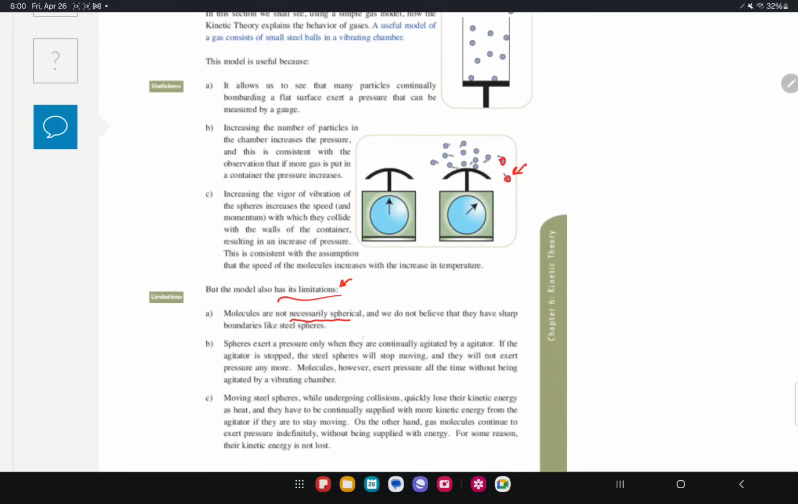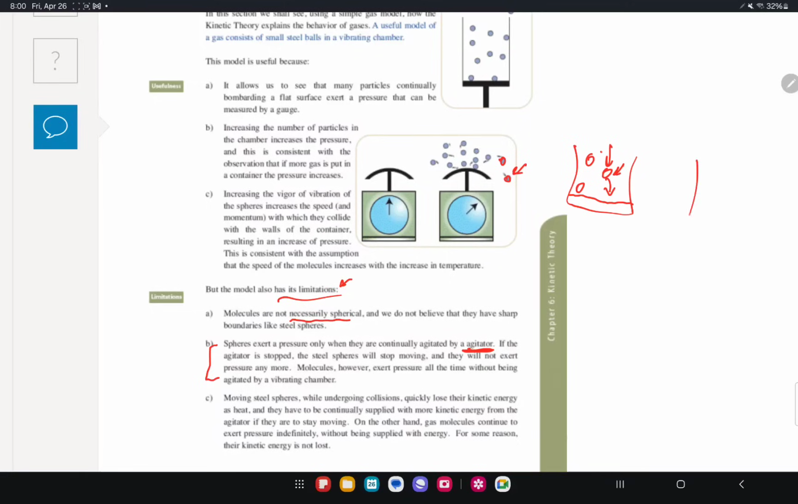Spheres exert a pressure only when they are continually agitated by an agitator. What does this mean? I'm going to summarize this. These spheres only start to move, like if you know Newton's law, if an object is at rest, it won't move until it's acted upon by an external force, right? So if you have these balls here, they're not going to just suddenly start moving. They need an agitator. Agitator means something to push it. If there's no agitator, then these spheres are going to stop moving.